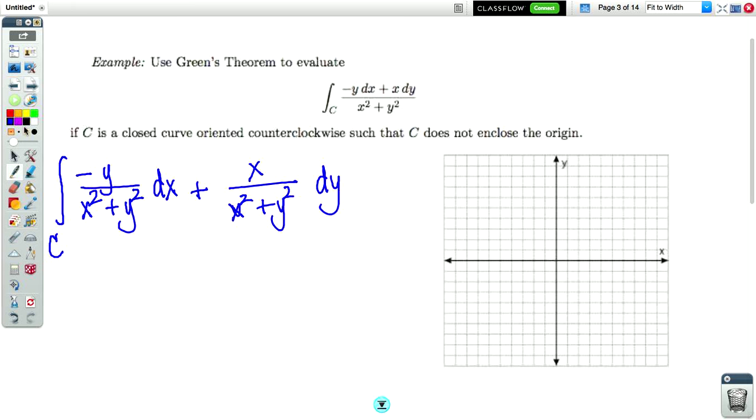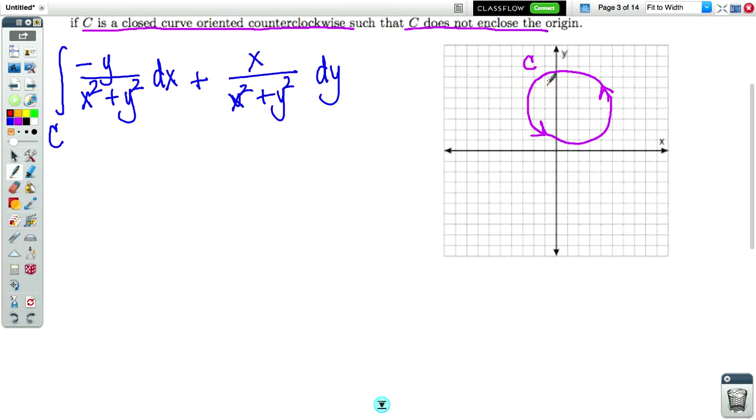The weird thing about this one is it doesn't give us an exact curve. It just says C is a closed curve oriented counterclockwise. So, okay, this reads just like Green's theorem so far. Some curve oriented counterclockwise, right? But C does not enclose the origin. So I have to not enclose the origin here. So maybe here's C. Oriented counterclockwise, C does not enclose the origin. I'll talk in just a second about why that's important, but let's just use Green's theorem here.